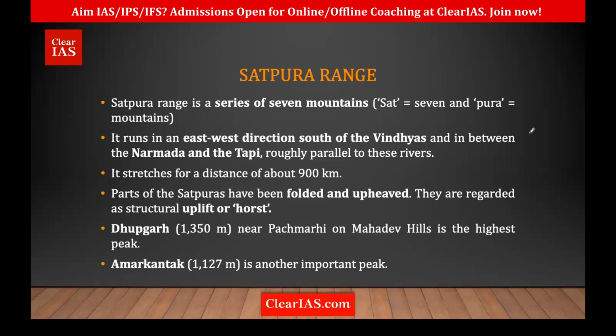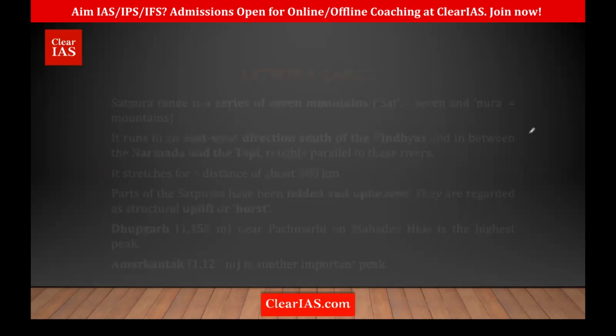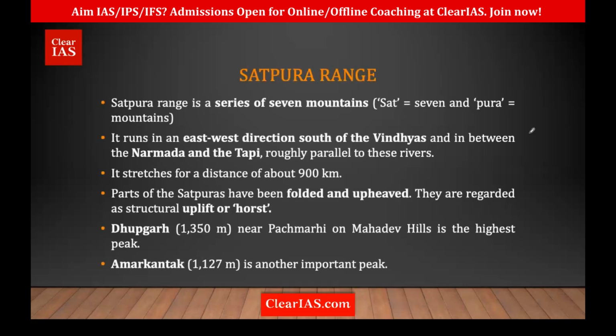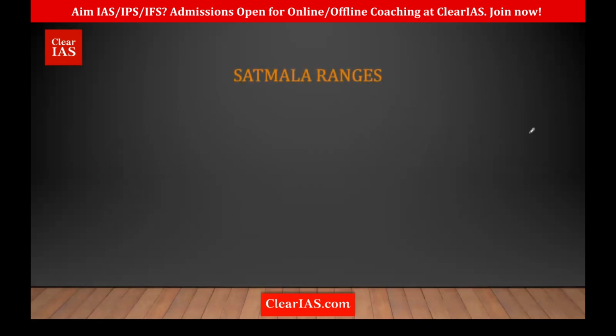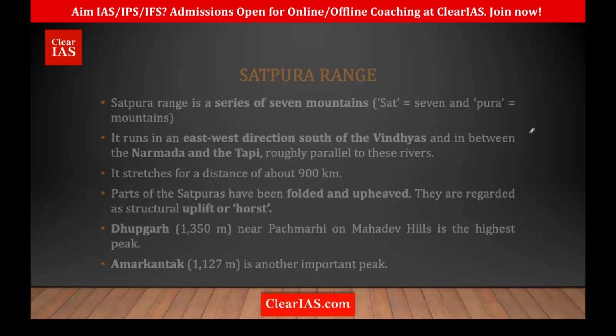So that is radial pattern, drainage pattern. Okay, so that is the Satpura range. Clear? So remember, it is a series of 7 mountains. It runs parallel to Vindhyas between Narmada and Tapi. It is taller because it has the addition of lavas of the Deccan Plateau, Deccan Trap. Remember, Panchmarhi and Mahadev are all part of this. Amarkantak is also part of the Satpura ranges.